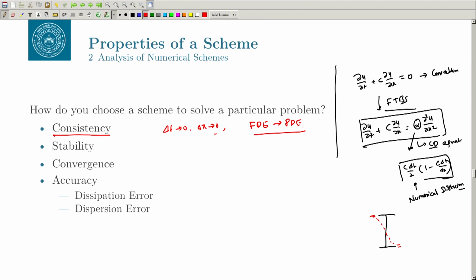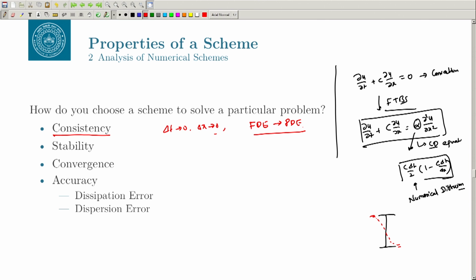That means your discretization scheme, or the numerical scheme that you are using, is basically consistent. It does not say anything about the accuracy, because you may be using a very high delta t and delta x, and if you get a solution it need not be very accurate. It only says that these are consistent, and your FD will go to PDE provided your time step and the spatial step go to 0. That means your discretized problem is now going to a continuous problem.